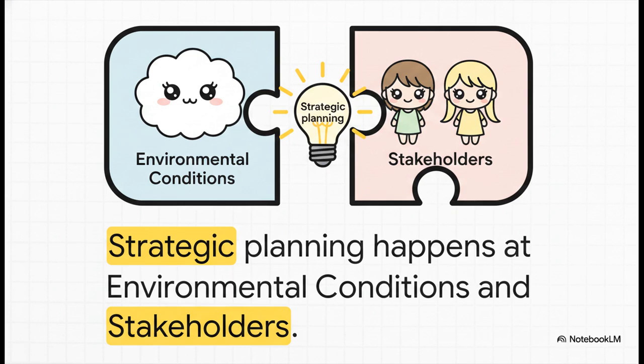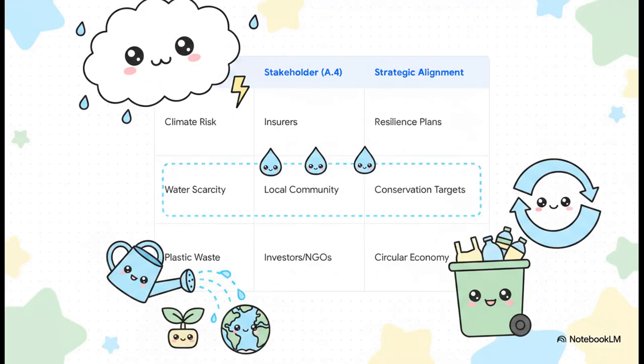You're combining Annex A.3, the environmental conditions, with Annex A.4, the interested parties. Doing this is exactly how you assess if their Clause 4 context requirements are genuinely being met. Rule of thumb, if they have a major environmental condition, there is almost certainly a stakeholder out there who cares about it. This triangulation matrix here is fantastic. It shows exactly how an auditor maps a physical environmental condition directly to the stakeholders who care about it, and then finally to the strategic alignment in the EMS itself.